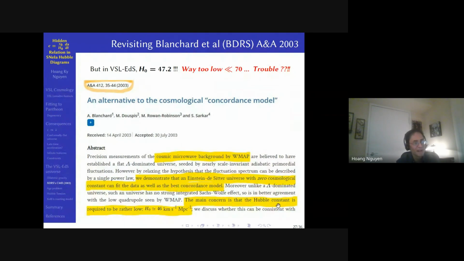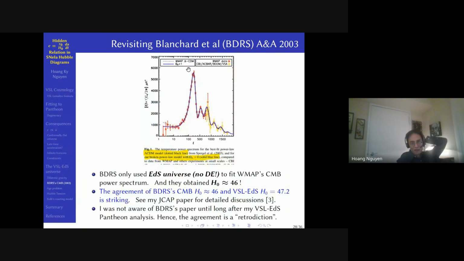The main concern for them is that now they get x0 to be 46 kilometers per second per megaparsec. And that is shocking. And they struggled with this because this number is too low. Okay? So in the end they gave up the idea, because at that time the value of x0 was still controversial. It's not clear whether it was 70 or not. But they argued this can be a lower bound. But of course by now they gave up because this is too low, right, compared to 70. But they gave up for the wrong reason. Okay, so I discussed this in my paper here, but anyway, this is their result. This is not my result.